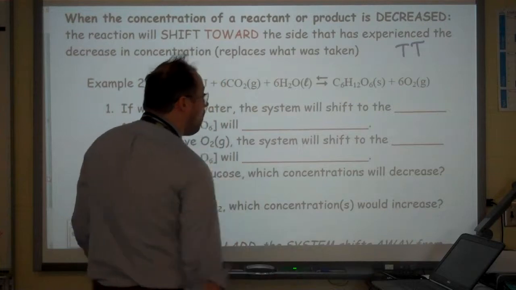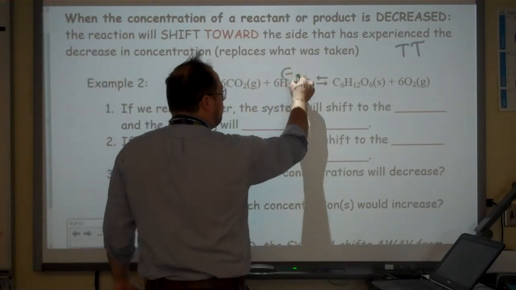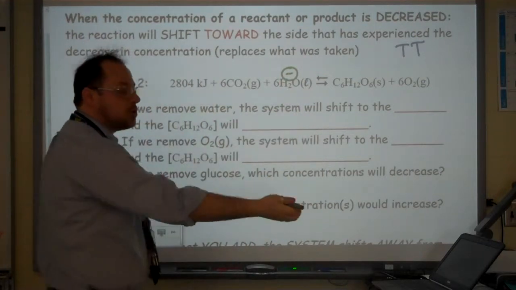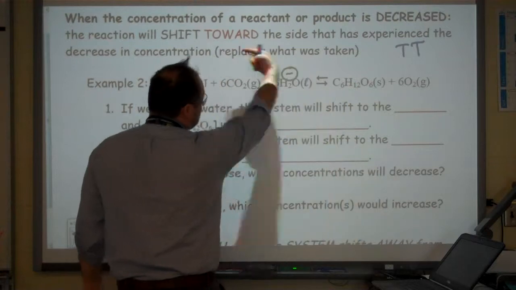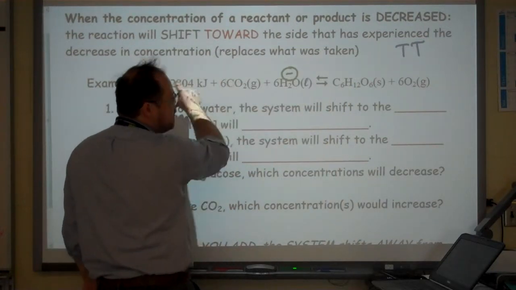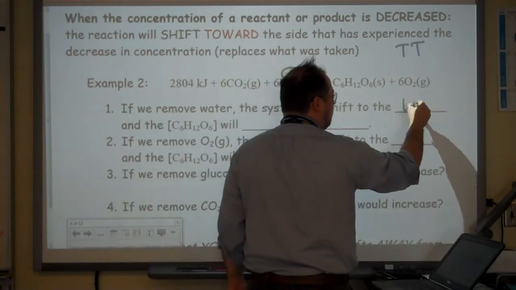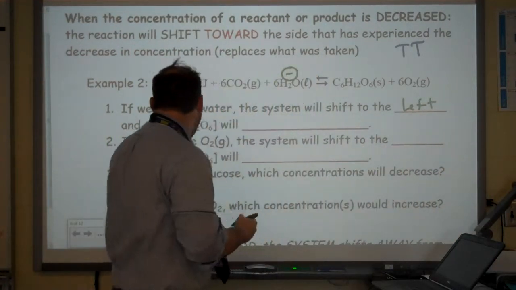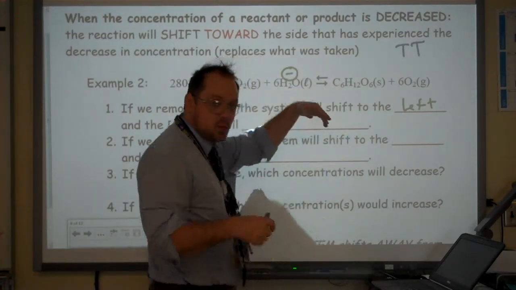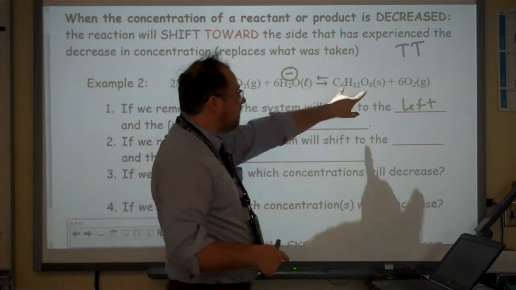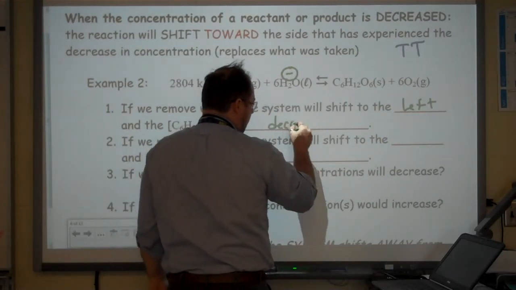So we're going to start with water. If we're removing water, water's here, and we're shifting towards what you take away. So if I take away water, the reaction shifts more to the left, which means we're going to make more of these two things and use more of those two things. So we're going to shift to the left. And the C6H12O6, that's on the right-hand side, concentration would drop. So shifting to the left, everything on the right, concentrations go down. Decrease.